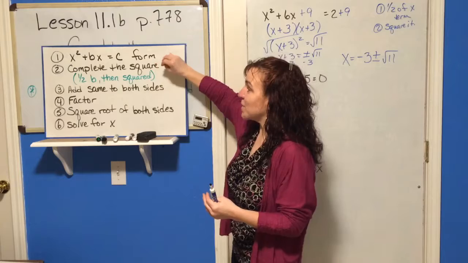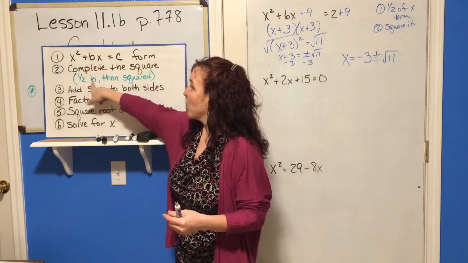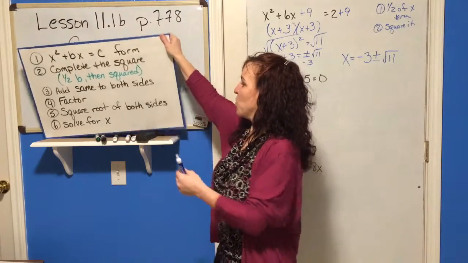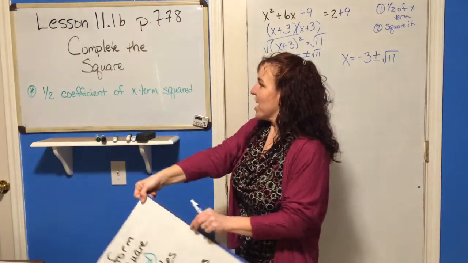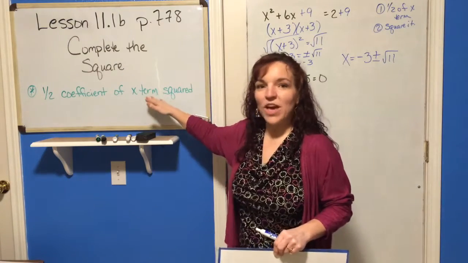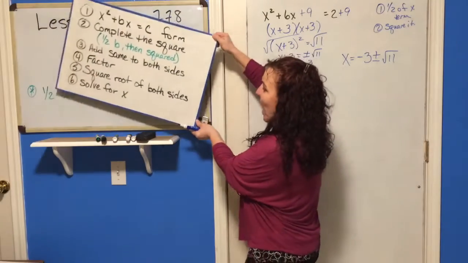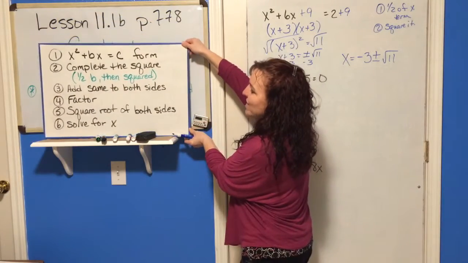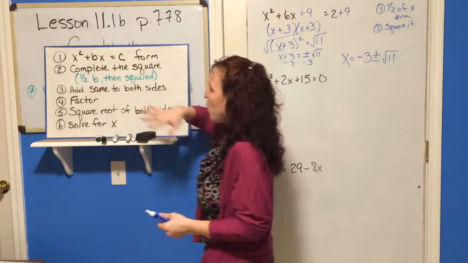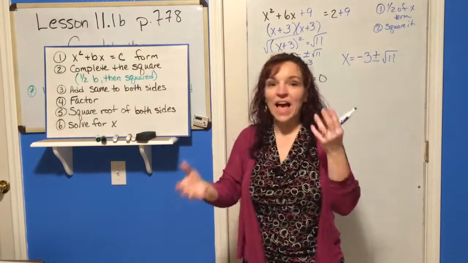Step 2 is to complete the square, half of the b, so half of the coefficient of your x term, and then squared. That's actually what I had if you wrote down what I had originally: half of the coefficient of the x term, squared. That's all you have to remember, okay? That's the number you're going to add. Half of the x term and then square it. So in this case, half of b, and then square it. That number is what you're going to add to both sides.